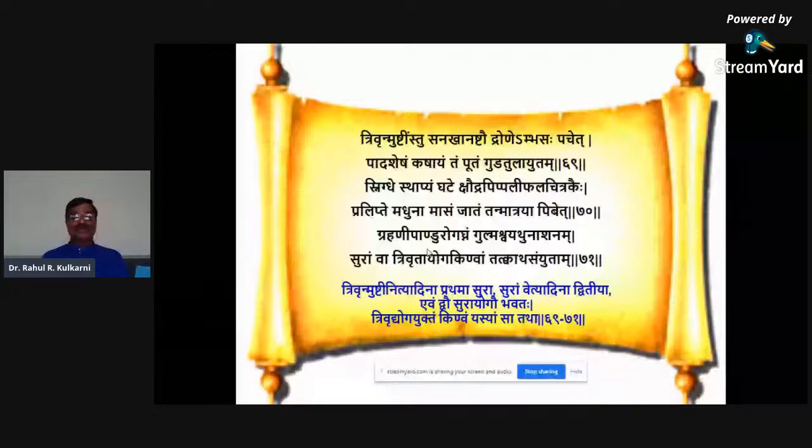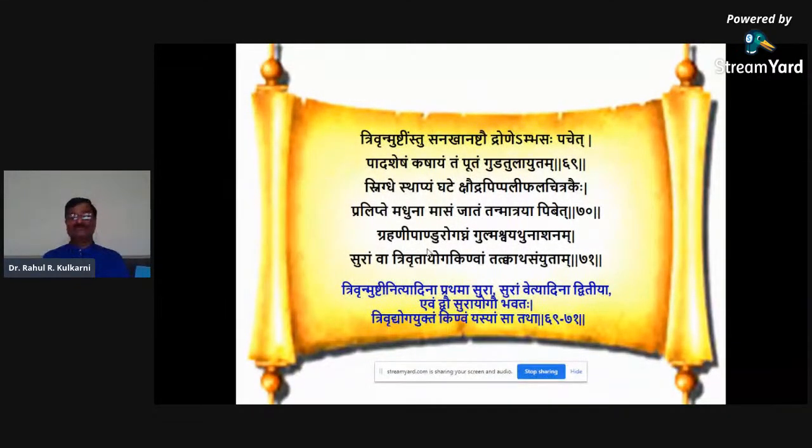So where grahani pandu rogagnam gulma shvayatu nashanam. This sura or the sandhana kalpa is going to relieve grahani, panduroga, gulma, shvayatu etc. Suram va trivrutta yogikinvam tat kwatha sanyuktam. The sura has to be prepared with the kwatha of this trivrut and kinva, which are to be combined and subjected to sandhana. This is the second type of sandhana kalpa.